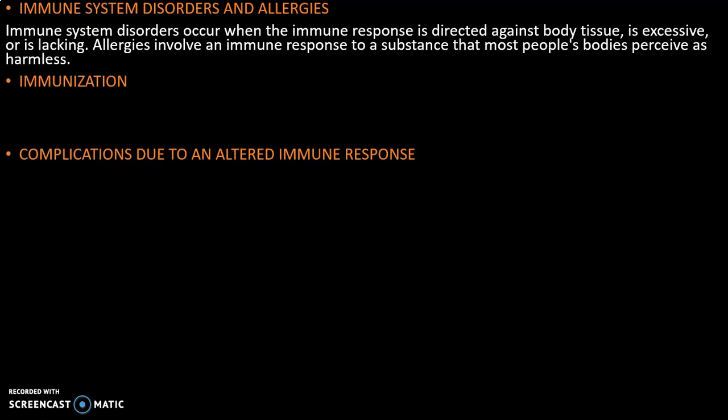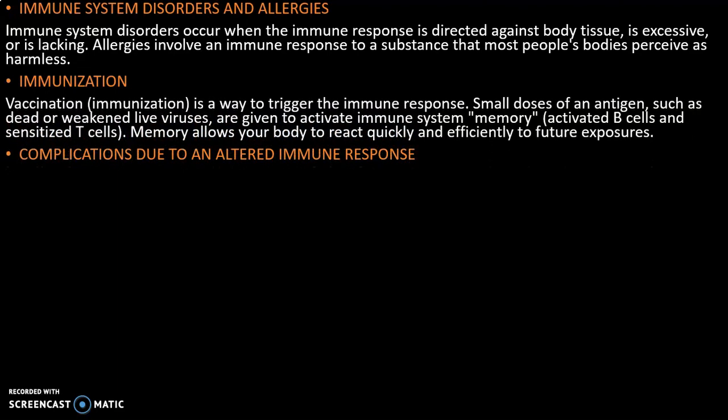Next is the immunization. Vaccination, or immunization, is a way to trigger the immune response. Small doses of an antigen, such as dead or weakened live viruses, are given to activate the adaptive immune system. Memory B cells and T cells are synthesized. Memory allows your body to react quickly and efficiently to further exposure.